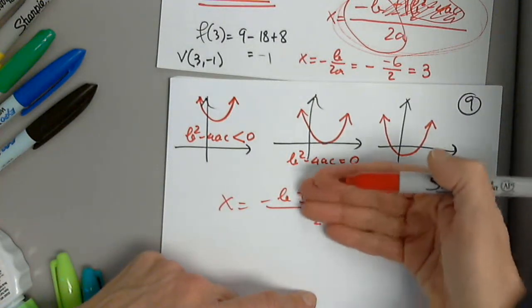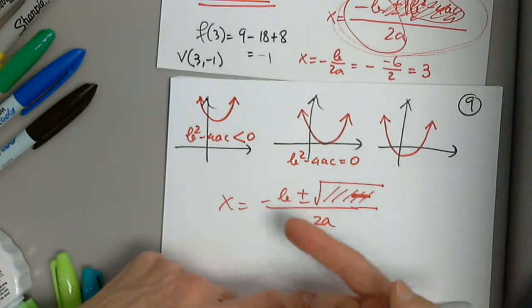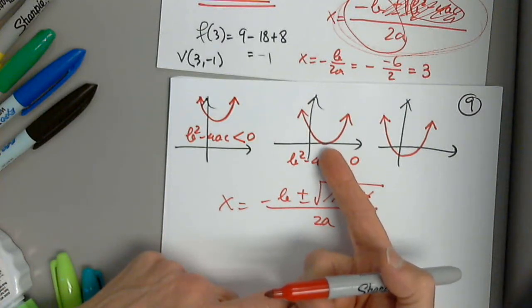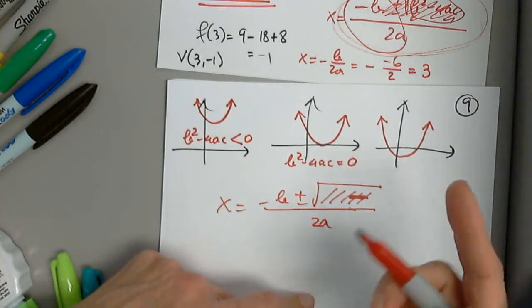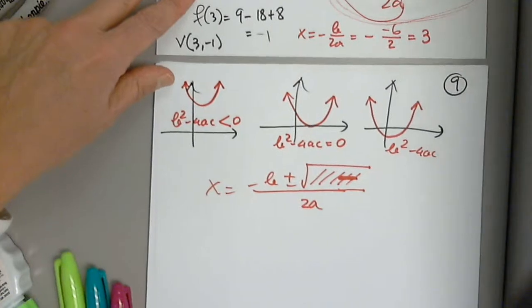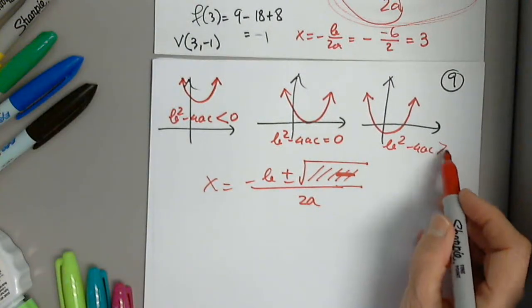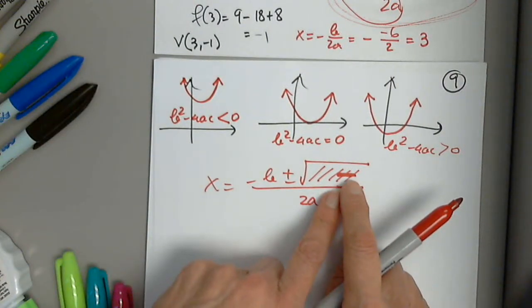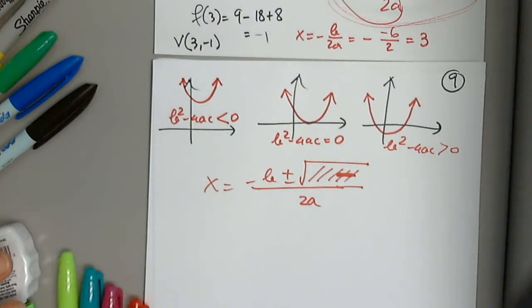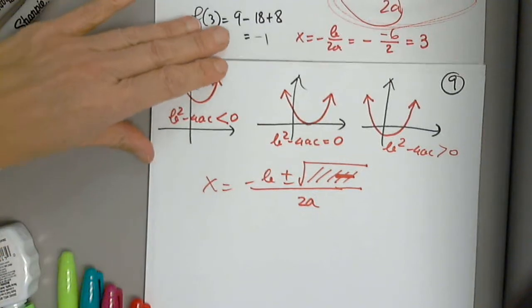If it is 0, there is only one solution, negative b over 2a, which is also the x-coordinate of the vertex. So what about this situation? B squared minus 4ac, what type of number would that be? Definitely positive, because I will take the square root from it and determine two distinct real solutions. Is this clear, Amanda? Do you want me to repeat? No, I think I got it.